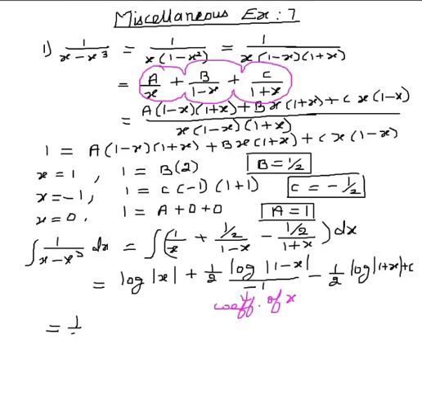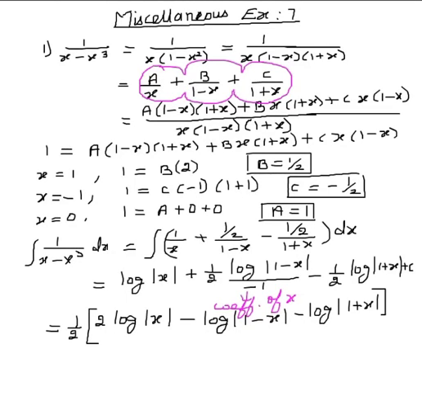Let us take half out. There is no half here, so it becomes 2 times log of absolute value of x, which can be written as log of x square. And here minus half has been taken out, log of absolute value of 1 minus x and minus log of absolute value of 1 plus x plus c. This term can be written as log of x square.